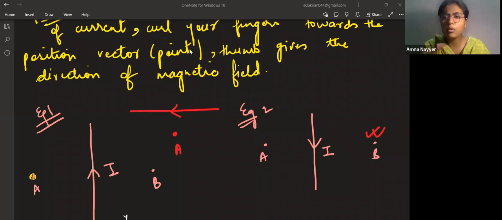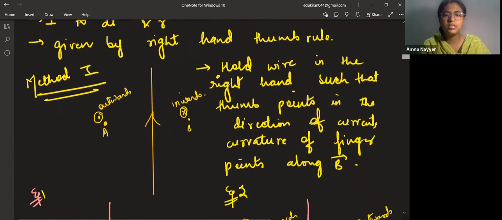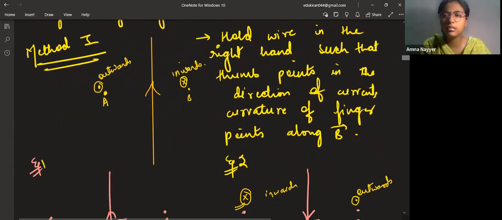So this is how you determine whether the direction of magnetic field is outwards or inwards, into the page or out of the page. Fine. So these are the two rules which you have to remember. Just quickly write down the methods.